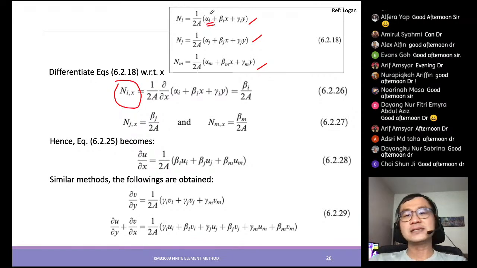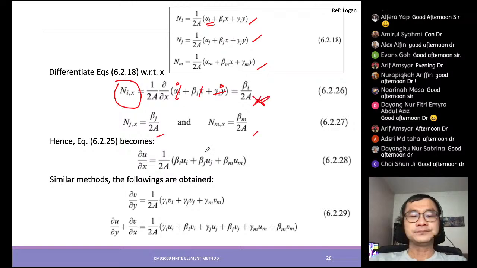Since it's only alpha i, with no x involved, this term becomes 0 when we differentiate with respect to x. Then for this term, since there is an x, when we differentiate with respect to x, this becomes beta only. And this part has no x involved, so it becomes 0 again. So eventually when we differentiate the shape function i with respect to x, we get beta i divided by 2a, similar to the others.